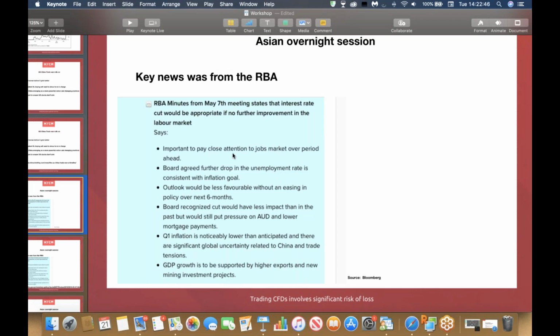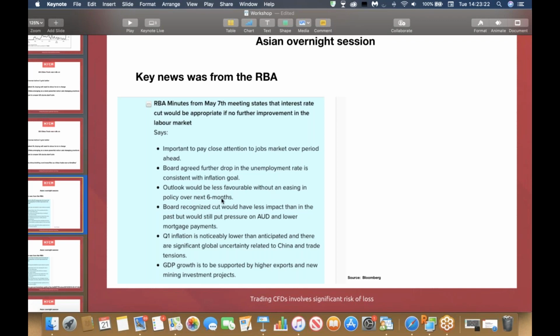So they're saying it's important to pay close attention to the jobs market over the period ahead. The last jobs data was a disappointment. It was something like plus 54,000, but a lot of those jobs were part-time rather than full-time jobs, and the unemployment rate clipped up to 5.2%, and then the prior unemployment rate was revised up to 5.1%. So that was a disappointment as a whole. They agreed a further drop in the unemployment rate is consistent with the inflation goal. The outlook will be less favourable without an easing in policy over the next 6 months.